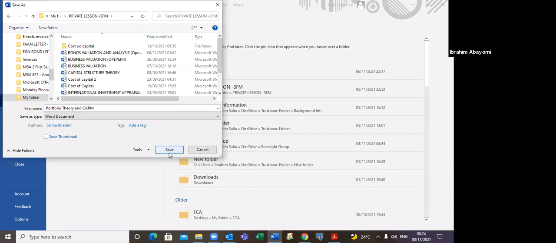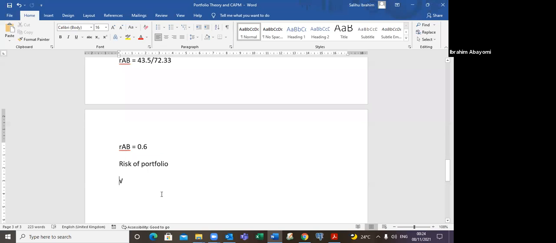Portfolio theory and CAPM. So risk of portfolio. What do we use to measure risk? Standard deviation, don't forget. So if I say risk of portfolio, I want to compute standard deviation of portfolio. Because I told you that to measure risk, you use standard deviation.